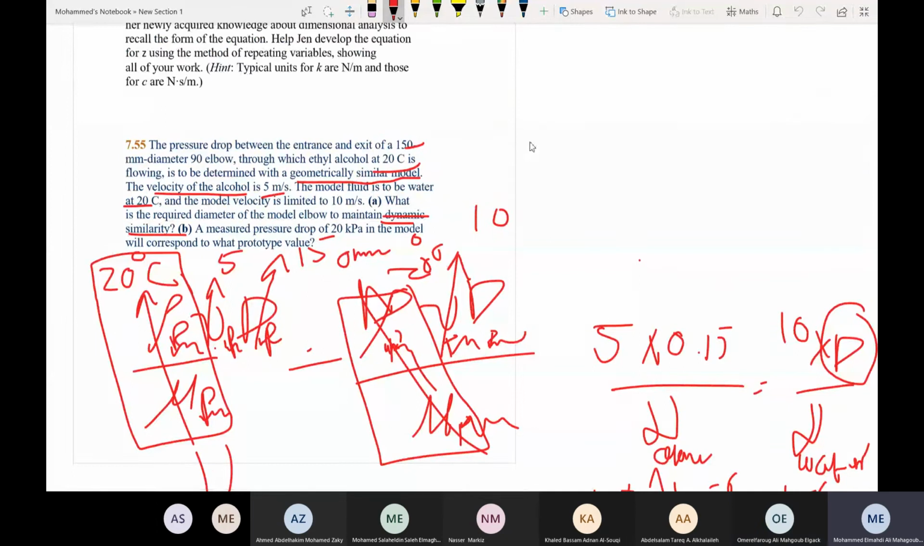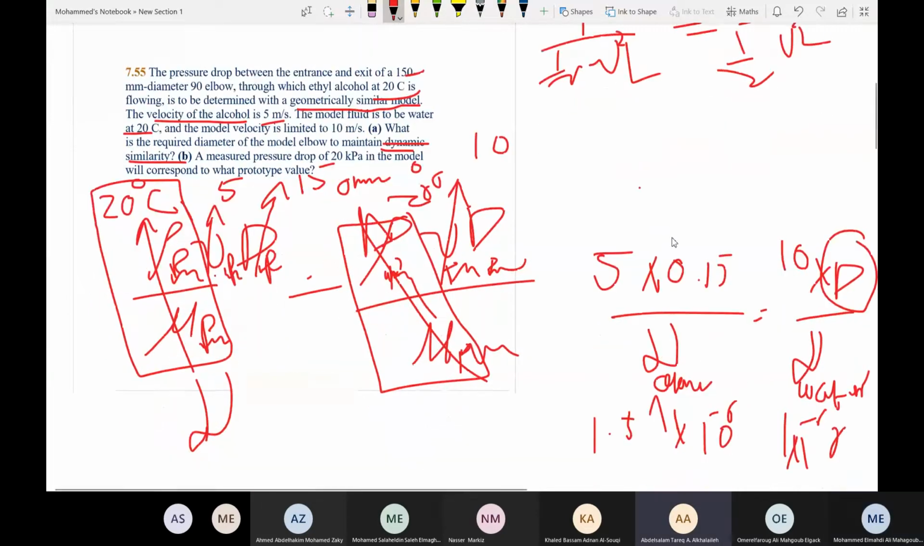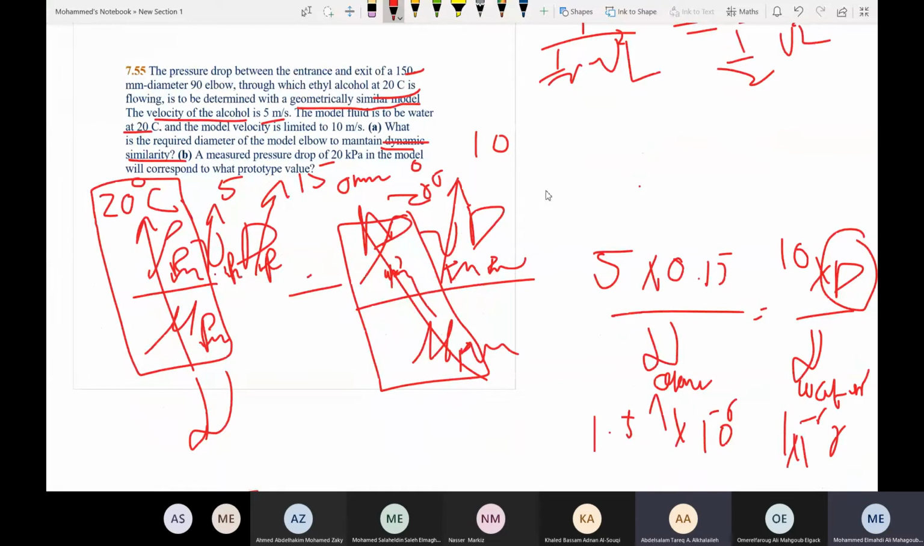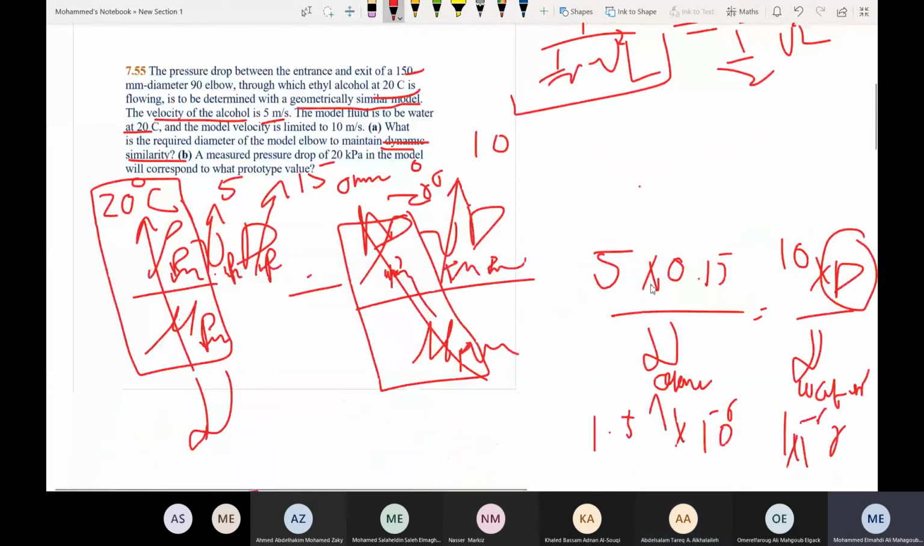So you have to say that the drag coefficient, which is F over half rho V squared L, for the model, equal to F over half rho V squared L for the prototype. There will always be one unknown only. So the unknown will be either in the prototype or in the model. You just find it. So always, when it says dynamic similarity, we use the Reynolds equation, and then for kinematic we use the forces one, which is the drag coefficient equation. So with direct substitution we find D. D will end up being, with 10 here, 5 here, and 1.59, something close.